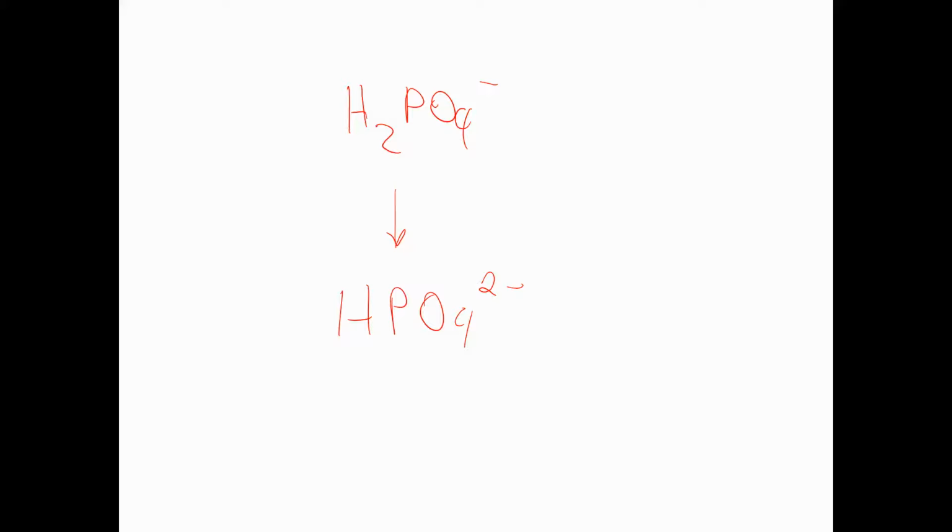The conjugate base of H2PO4 minus is HPO4 2 minus because it lost one hydrogen. What is the conjugate base of HPO4 2 minus? Phosphate. Yeah. What is the conjugate acid of H2PO4?